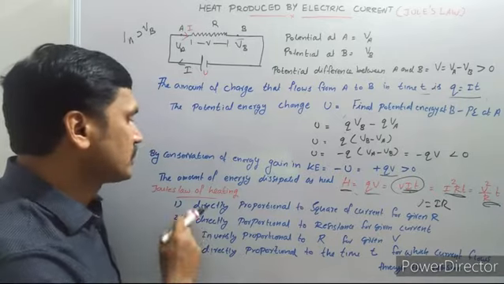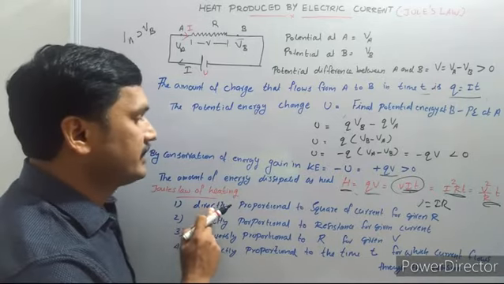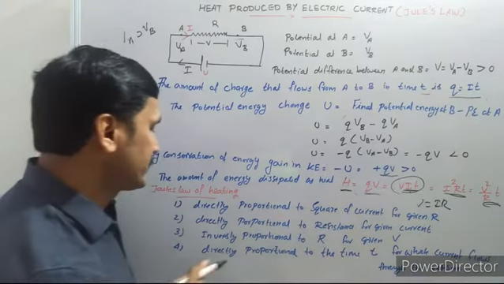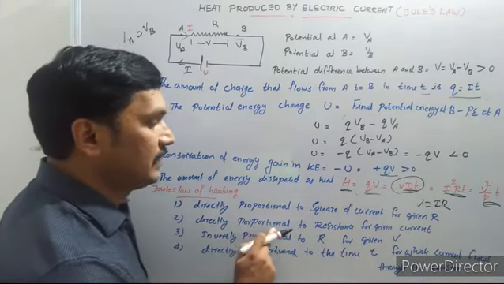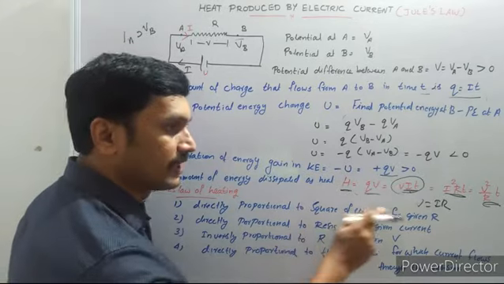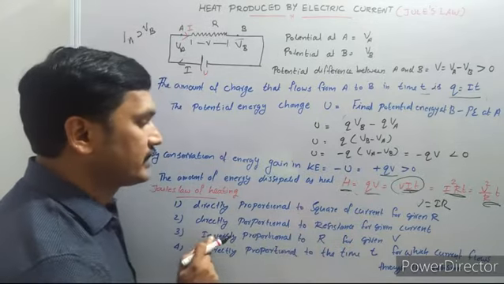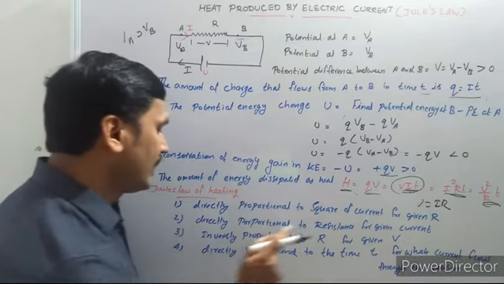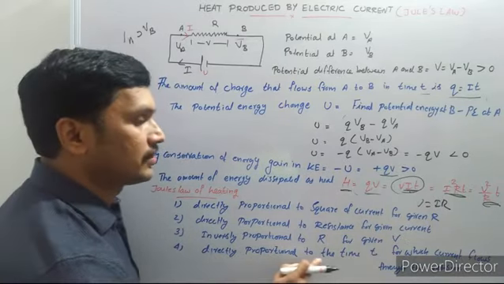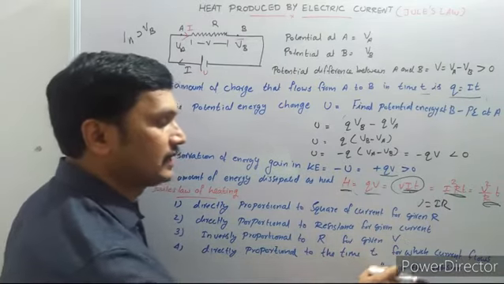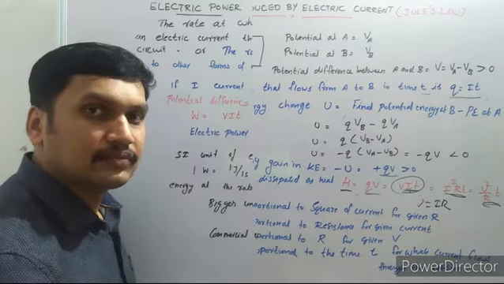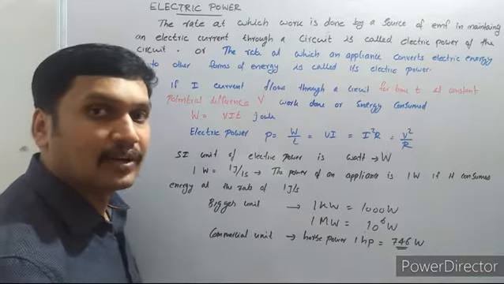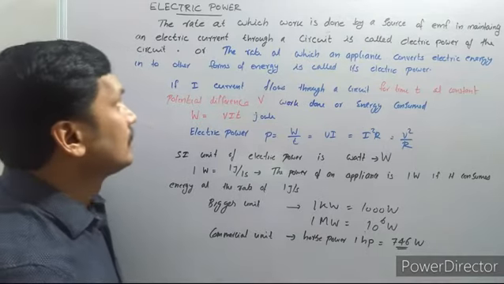According to Joule's law of heating, the heat energy is directly proportional to the square of current for a given resistance. Heat energy is directly proportional to the resistance for a given current, and heat energy is inversely proportional to the resistance for a given voltage, and it is directly proportional to the time for which the current flows through the resistance. Now let us see what is the electric power of a circuit.